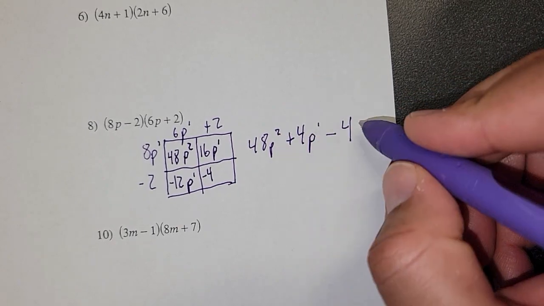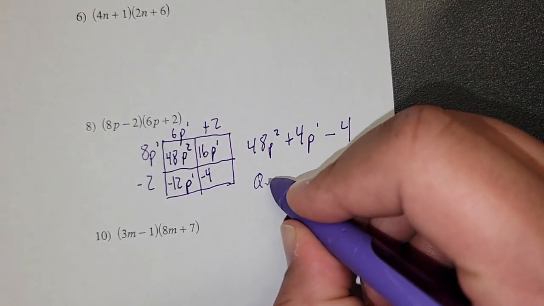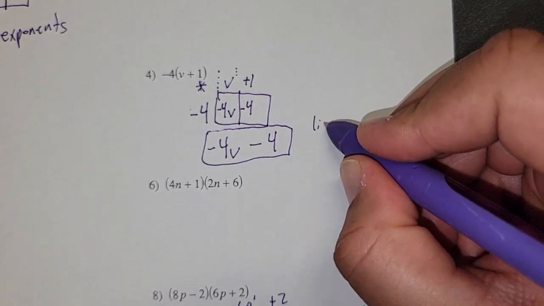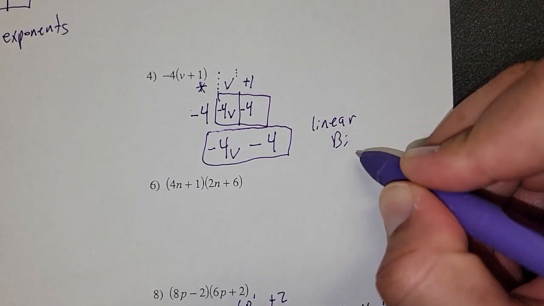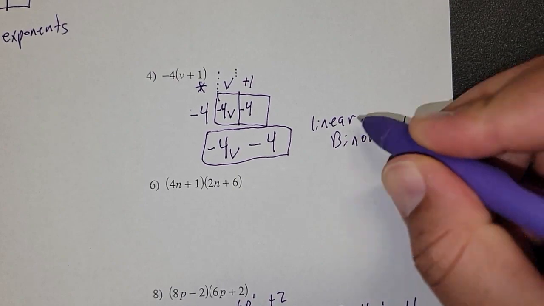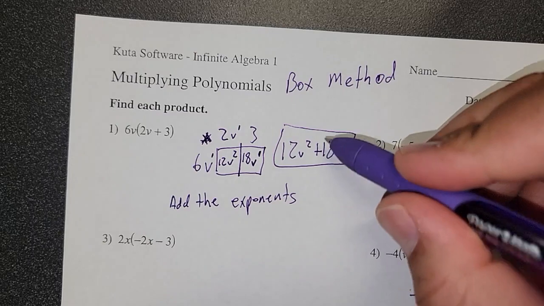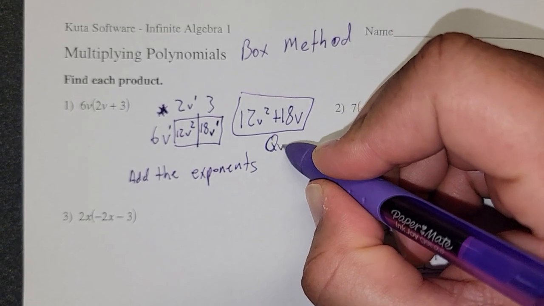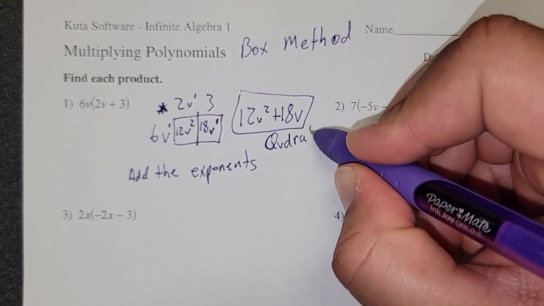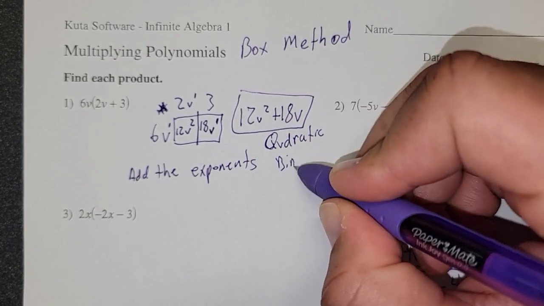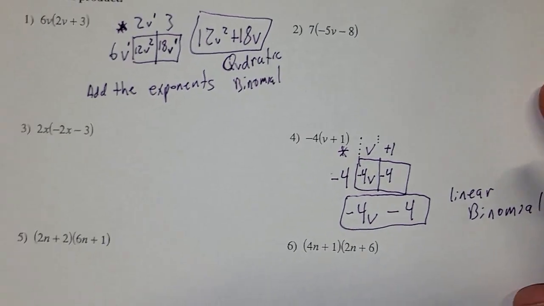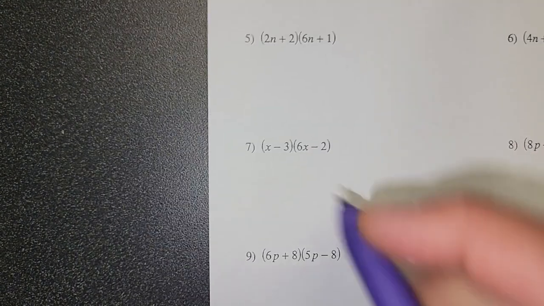If you want extra credit and identify what your answer is, so this is a quadratic trinomial. This one, this is a linear binomial. Oh, that's like super extra credit right there. I like it. This is a quadratic, because remember, the 2 is the biggest one, and this is a binomial. So this is a quadratic. Uh-oh. Misspelled that. Binomial, because it's 2 terms. Well, that's good extra credit right there.